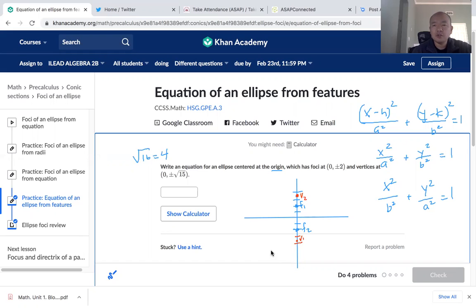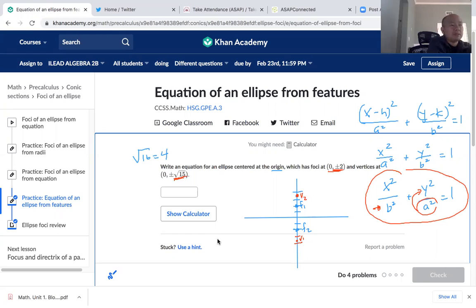Based on this problem, since the foci are on the y-axis, and the major vertices are also on the y-axis, we know that we're going to use this equation right here. We know that the a squared is going to go with the y squared, so the y is the major axis. So what we have to do is find what the b is. And how do we find what the b is? Well, we have to base it on the foci and the vertices.